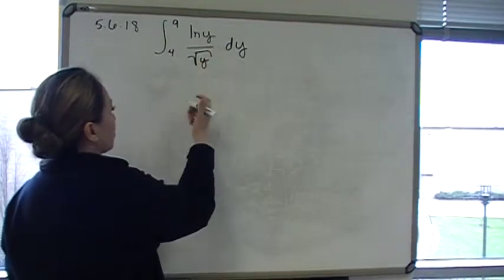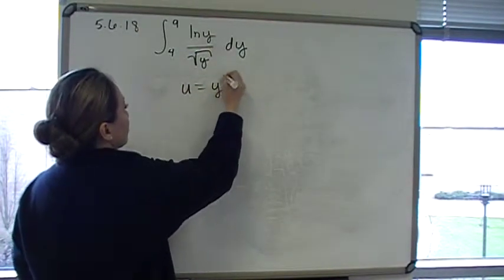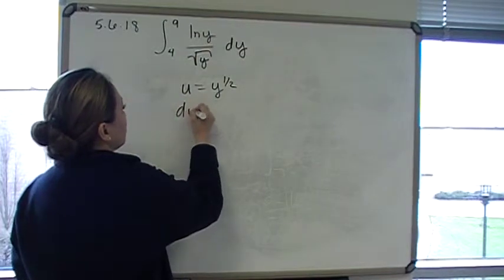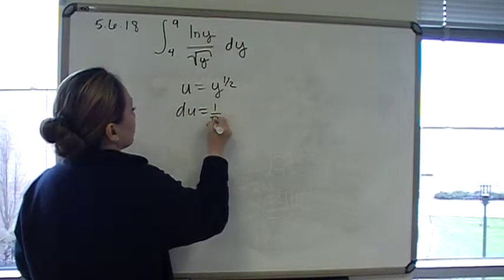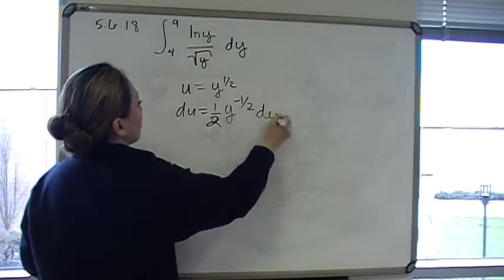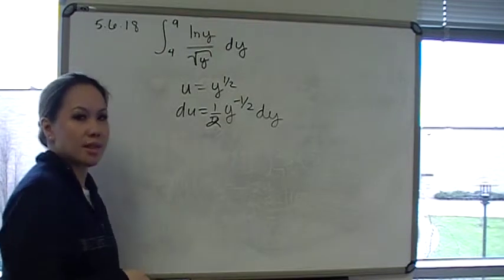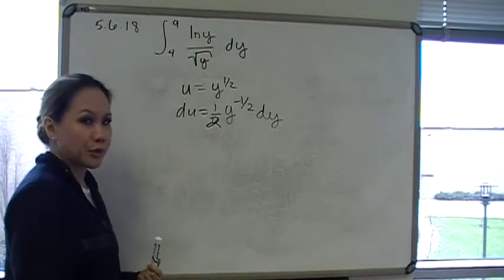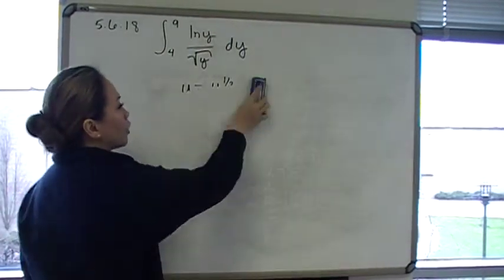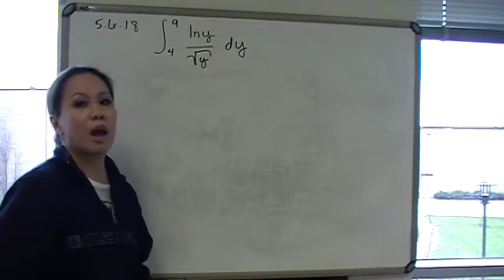Let's let u equal y to the 1/2. Well, du would be 1/2 y to the negative 1/2 dy, and there's nothing even close to that. So the substitution rule won't work in this case. We need a more powerful tool. And the more powerful tool for handling complex integrations is called integration by parts.